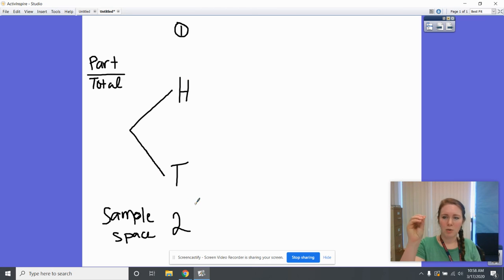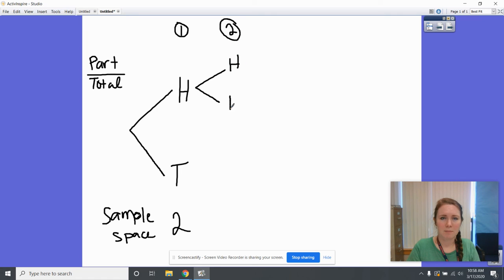What if I pick up that coin and I flip it again? Well, now I have another set of heads or tails. Either I got heads the first time, and now my second flip, I got either heads or tails again. Or I got tails the first time, and now my second flip, I'm either getting heads or tails. So now suddenly I have a lot more possible outcomes.